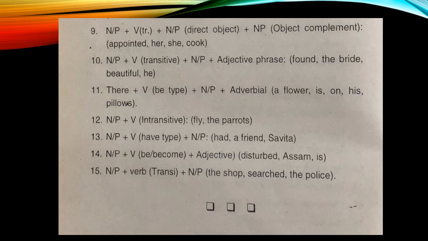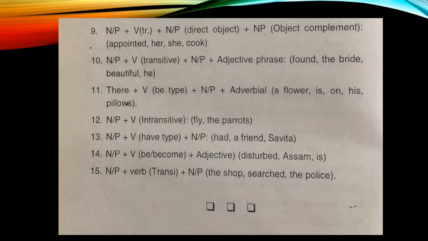Then in the next sentence you have NP plus verb be or become plus adjective. That is, the sentence is Assam is disturbed. Subject plus verb plus subject complement.